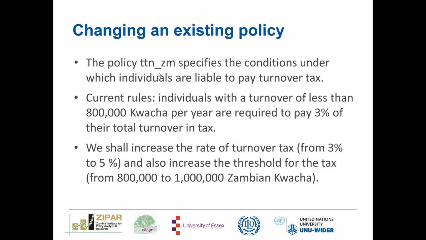What we're going to do, and the policy change that we're going to be making, is increase the rate of turnover tax from 3% to 5%, and also increase the threshold for the tax from 800,000 to 1 million Zambian kwacha per year.